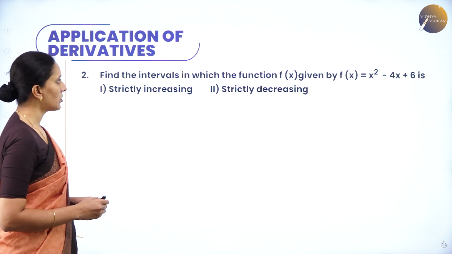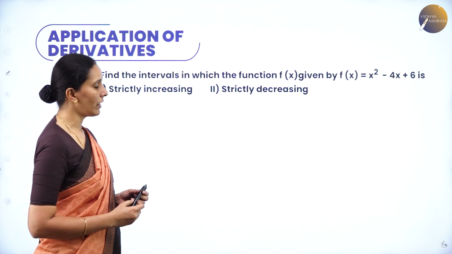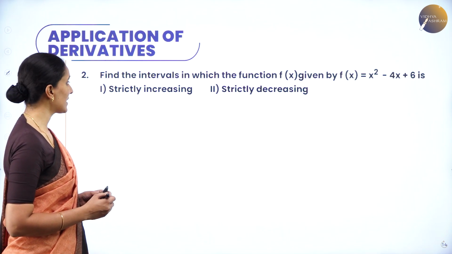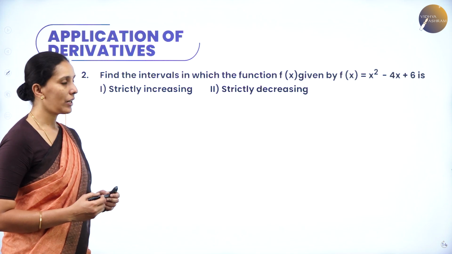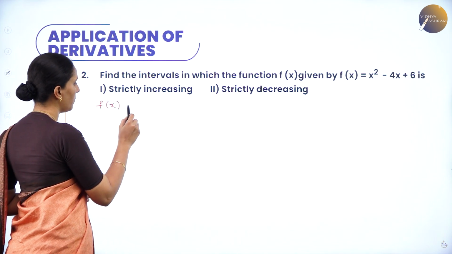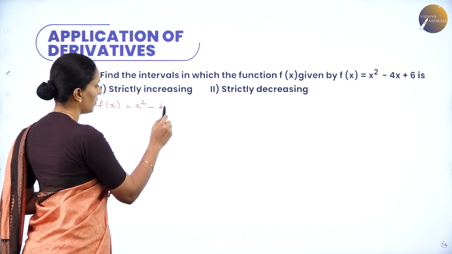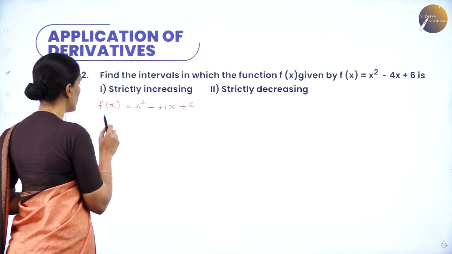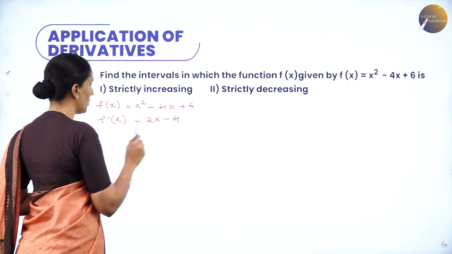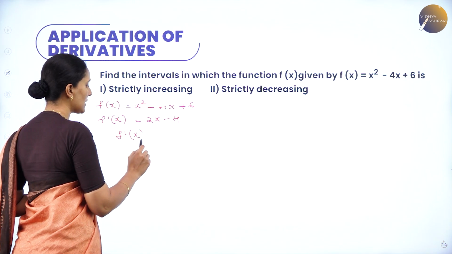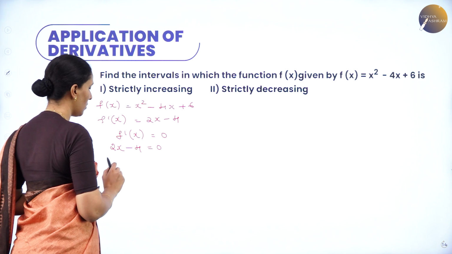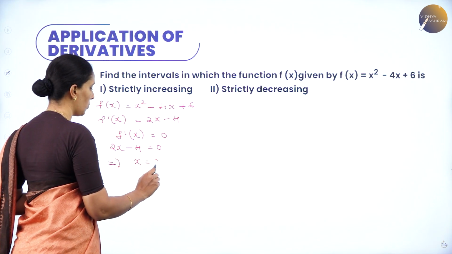Next, find the intervals in which the function f of x given by f of x is equal to x square minus 4x plus 6 is strictly increasing, strictly decreasing. So we have a function here, f of x is equal to x square minus 4x plus 6. So f dash of x will be 2x minus 4. If we put f dash of x is equal to 0, then that implies 2x minus 4 is equal to 0, which implies x is equal to 2.